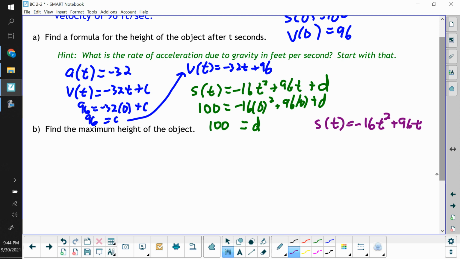All right, we want to find the maximum height of the object. Well, maximum, that's optimization. We already have our height function. So this is our equation. Our interval, we're working with time, so t has to be greater than or equal to 0.